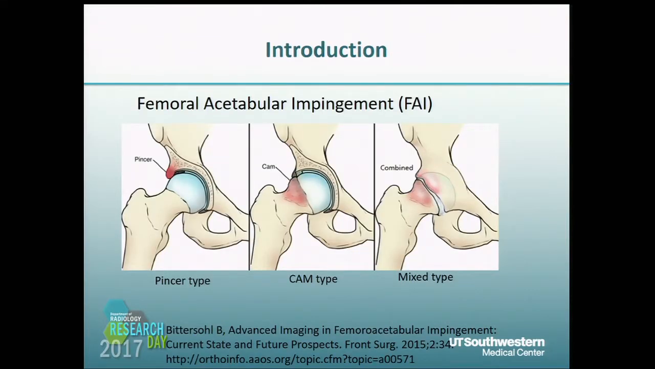So femoroacetabular impingement is a bony abnormality of the hip joint. It comes in a couple different flavors, but basically this bony overgrowth causes cartilage and labral injury during hip motion. There are three different types. There's the pincer type, which is bony overgrowth of the acetabulum, and this basically crushes the labrum underneath it during hip movement. Then there's the CAM type, where there's a bump that forms at the femoral head-neck junction, and while the hip moves, it grinds the cartilage underneath it. And then there's the combined type, which is a bit of both.